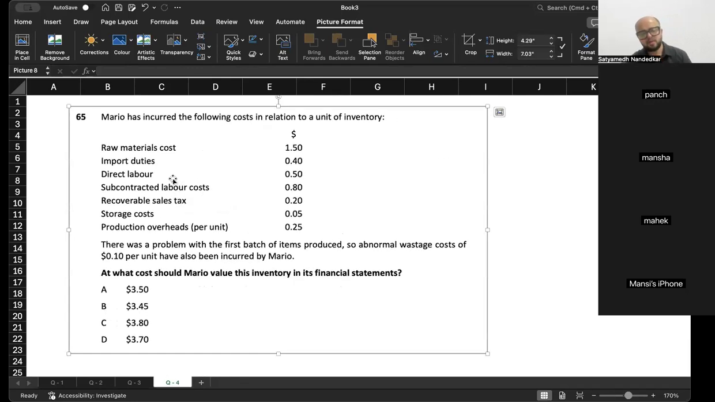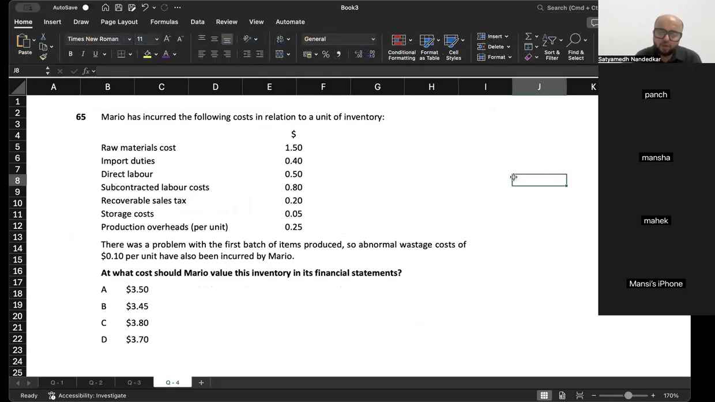At what cost should Mario value this inventory in its financial statements? Okay. Now I will give you again 3 minutes to solve this question. Go through it, think about it, then try to solve, then we'll do it together. Okay, 3 minutes.